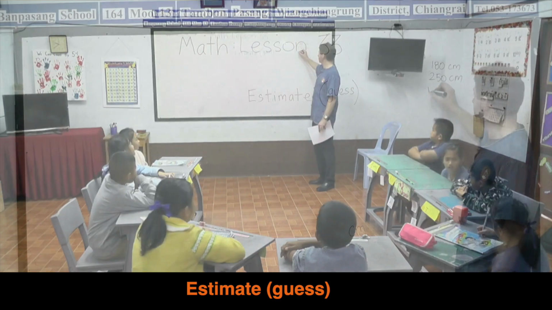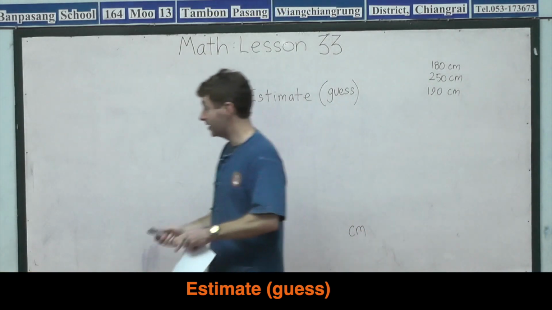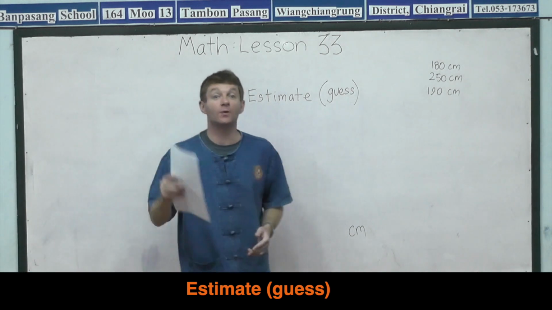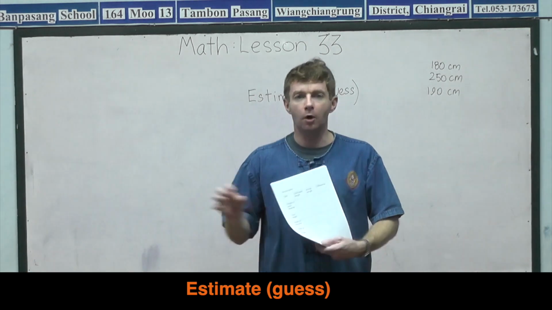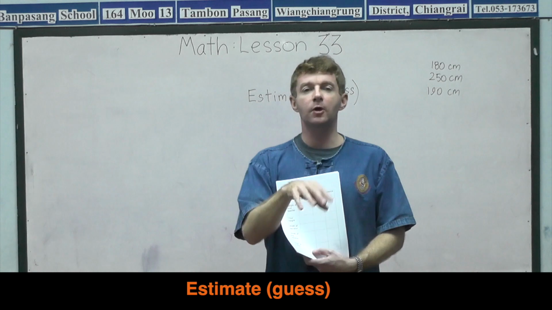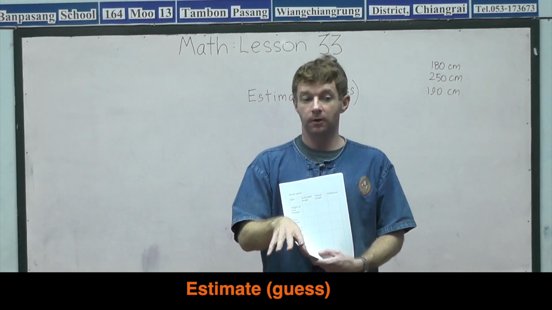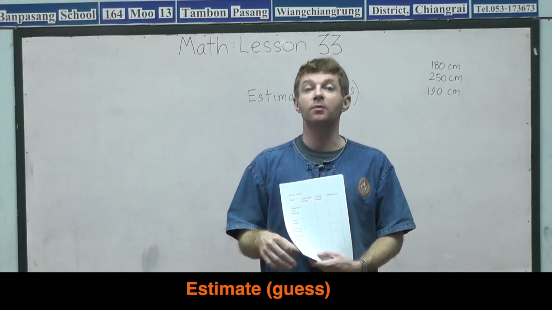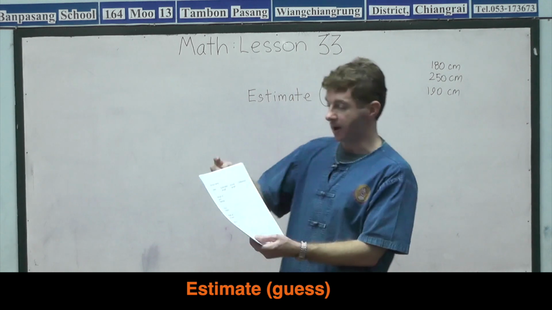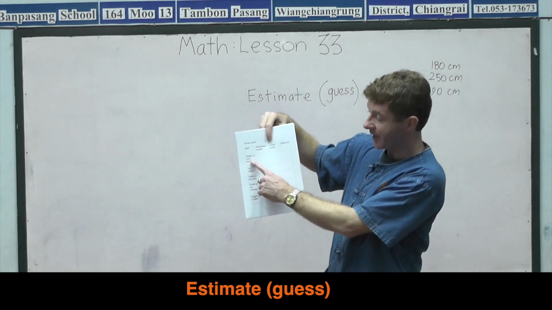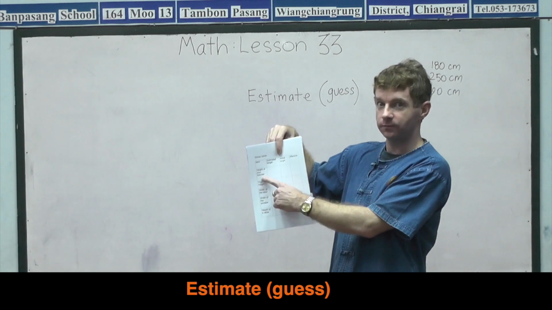Okay, 190 centimeters. What we're going to do now is we're going to guess. We have a worksheet, not for each student. What we're going to do is put the students into groups of 3 or 4. I have 9 students, so it will be 3 groups of 3. And what we've got, height of your teacher is the first one.